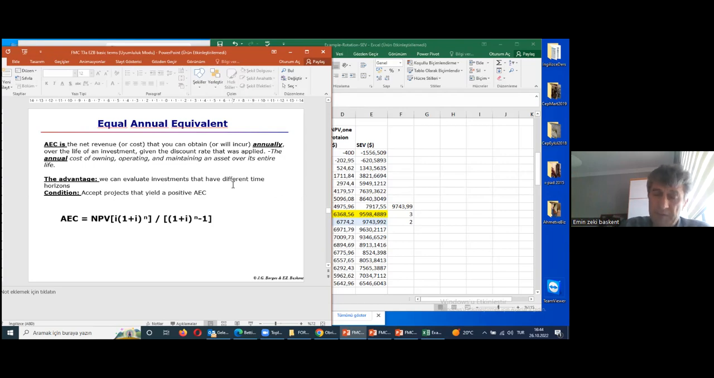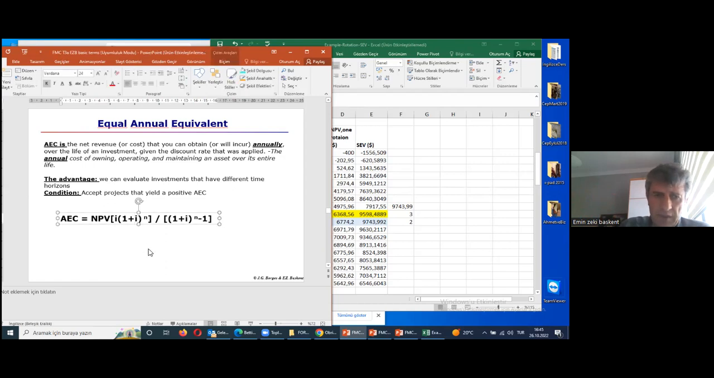so that we can compare the options. Remember that we cannot compare options that have different rotation periods unless we use, for instance, soil expectation value, because it can be used to standardize, and we could use equal annual equivalent that shows us the yearly net revenue. The condition is that it accepts projects that yield a positive equal annual equivalent or annual equivalent cost. So the criterion is that we are looking for positive values.